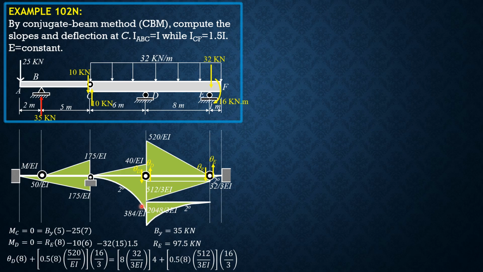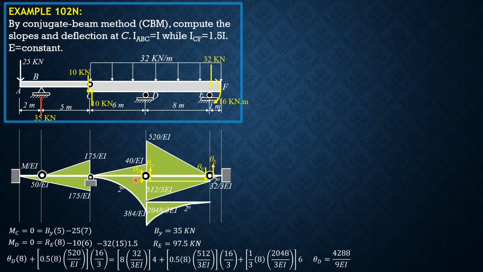Since this is 8 over 4, which is 2, its distance from E is 6. So plus 1/3 of 8 times 2048 over 3 EI times 6. Remember, 8 over 4 plus 2, so the distance of the centroid of this area from the right is 6. From here we can compute theta D, and theta D is positive 4288 over 9 EI.